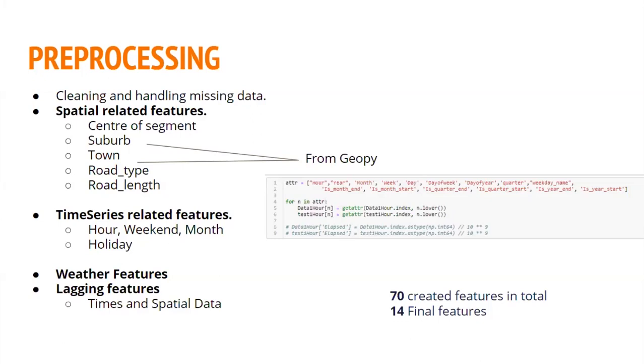We also found a way to get more time series related features, so we can see the behavior in time of incidents, in hour of incidents. Is it that more incidents happen during the weekend? Is it that more incidents happen during a particular period, during working hours or during rush hours in the morning or in the evening? So we got time related features like hour, weekend, month, and holiday. This is a little snippet of the time related features we got.